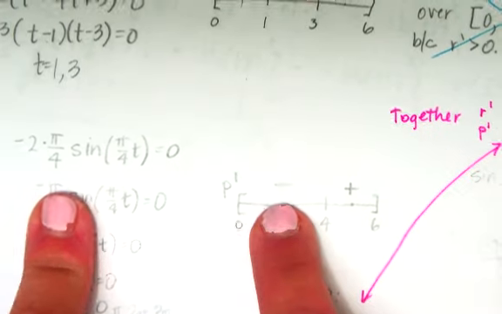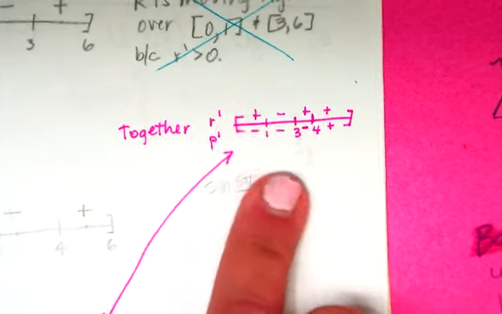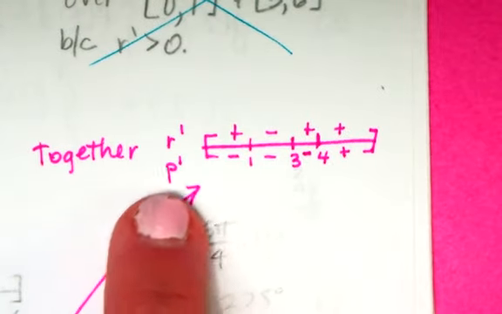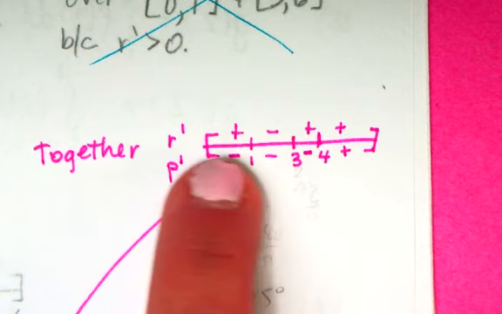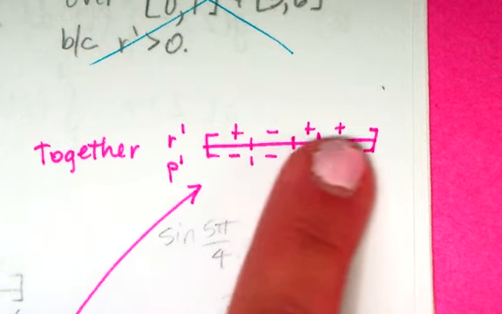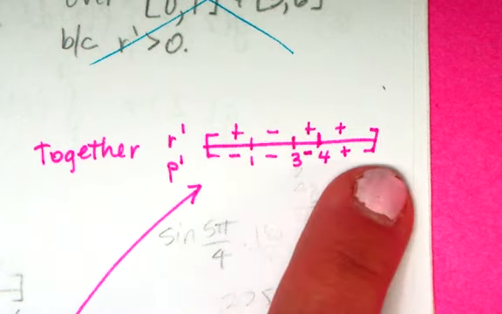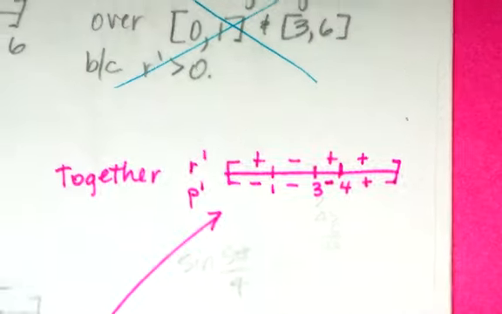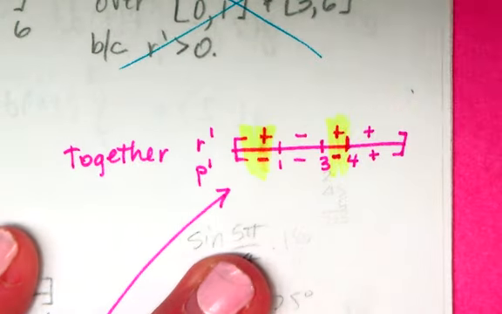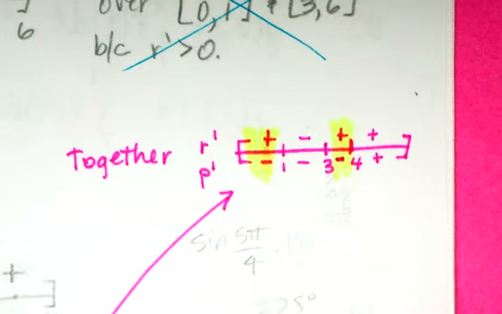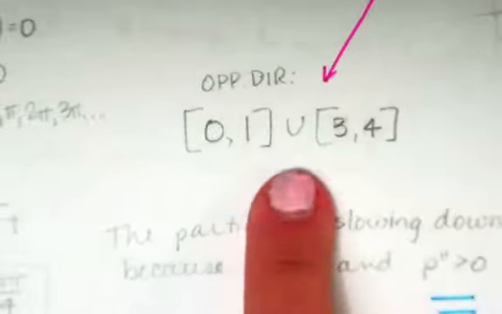Once you get that, you have to kind of compare these two things together. So when I put r prime's information, right, together with p prime's information, I put the 1, the 3, the 4, all the critical numbers on here, and then I fill in with as many pluses and minuses as it takes until I can see the places where they are opposite. So it looks like 0 to 1, they're opposite, and 3 to 4, they are opposite, right? And so that's what I'm going to present as my answer, okay?